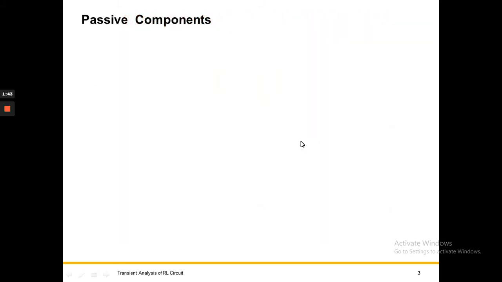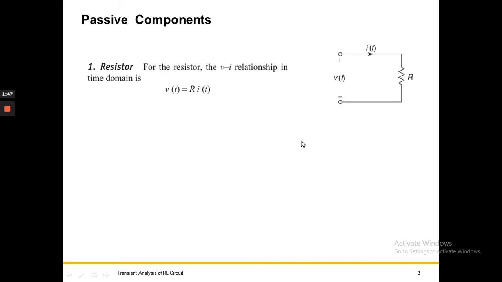The commonly used passive components are resistance, capacitance and inductance. You know the voltage and current relationship in a resistance obeys Ohm's law. The potential drop across the resistance will be proportional to the current flowing through it under constant temperature. That proportionality factor is called the resistance.